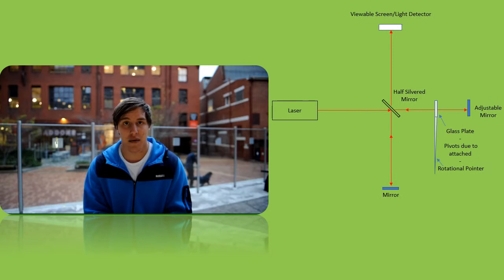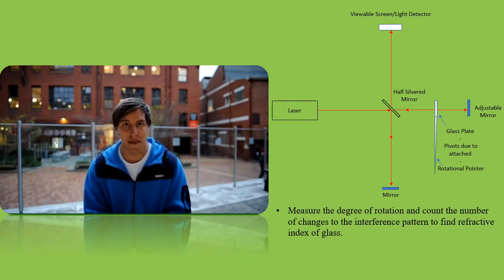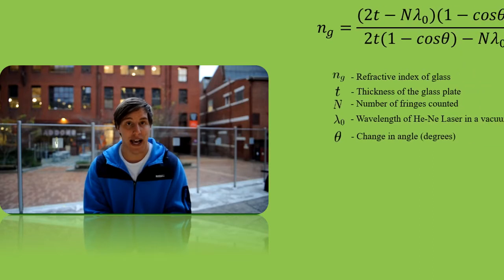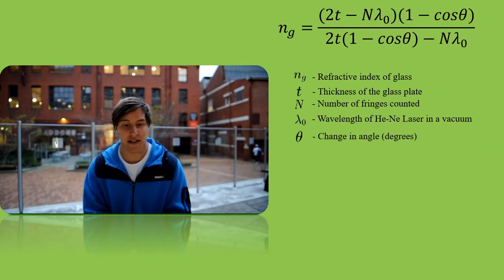The purpose of experiment 3 was to measure the refractive index of glass by adjusting the angle of a glass plate in the path of one of the beams, effectively changing the length of glass that the beam travelled through. The glass plate was attached to a rotating pointer that allowed the changing angle to be measured. Once again, by counting the number of fringes in the interference pattern, we were able to determine the refractive index using the following formula, where Ng is the refractive index of glass, t is the thickness of the glass plate, and theta is the change in the angle.